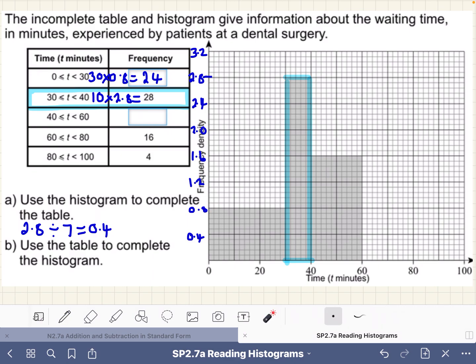We will now look at this interval here of 40 to 60, which can be seen in this part of our histogram. That gives us a width of 20, which we multiply by the height of that bar of 1.6 to give us a frequency of 32.